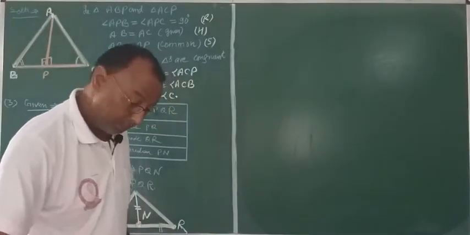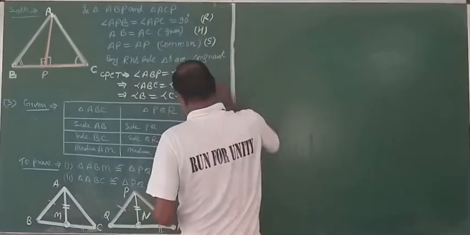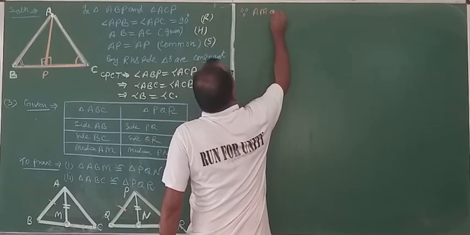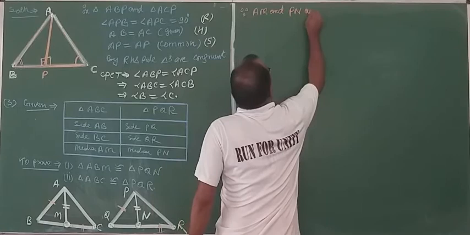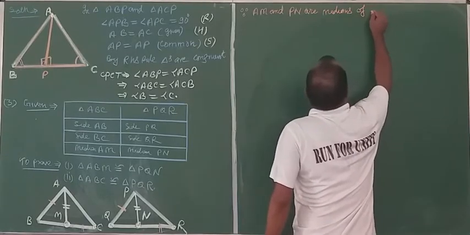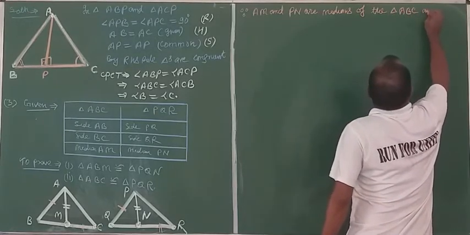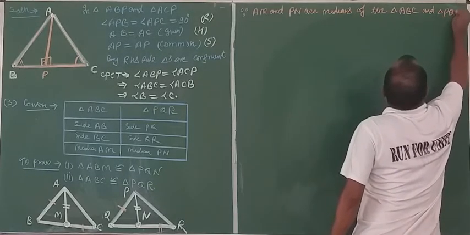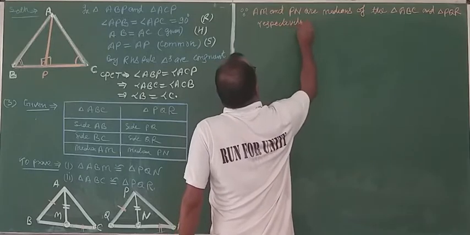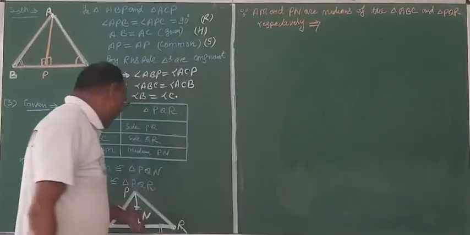Since AM and PN are medians of triangle ABC and triangle PQR respectively, therefore the AM and PN are the medians.